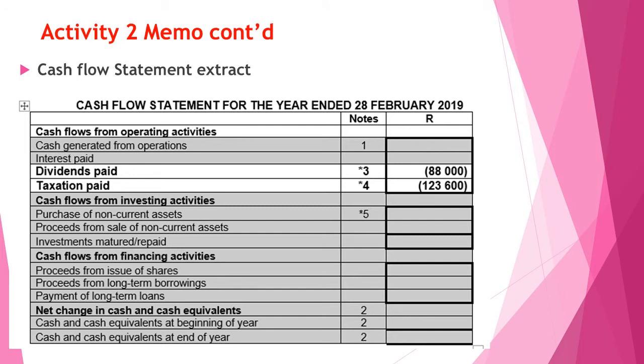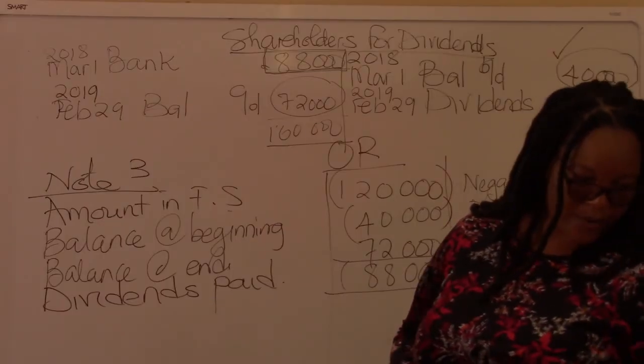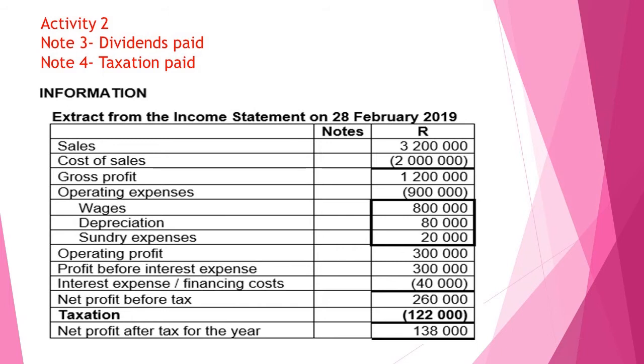Then we proceed to note number 4. Taxation paid. All right. We have our tax there. Our tax of 122,000. This is the tax for the year.